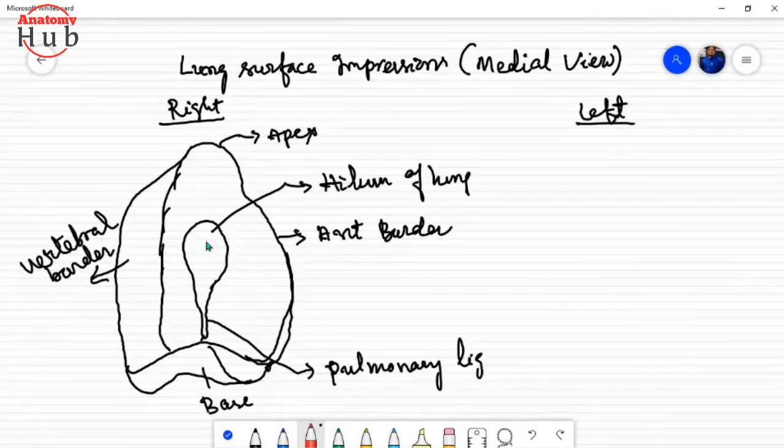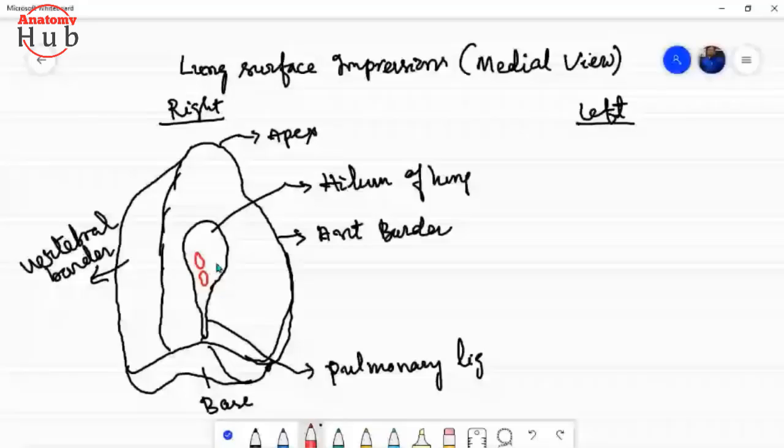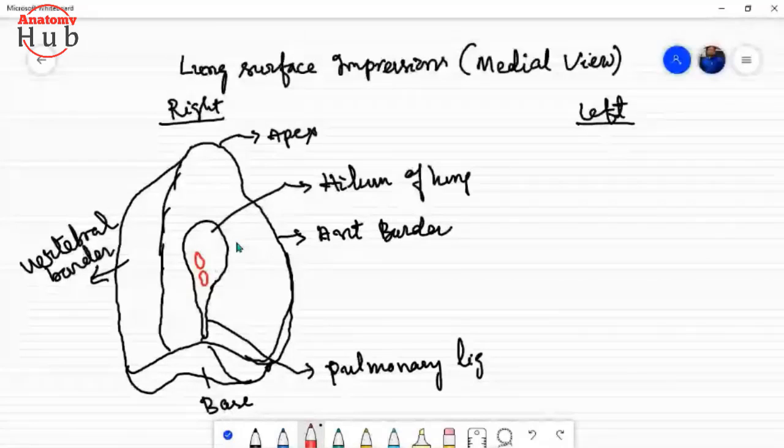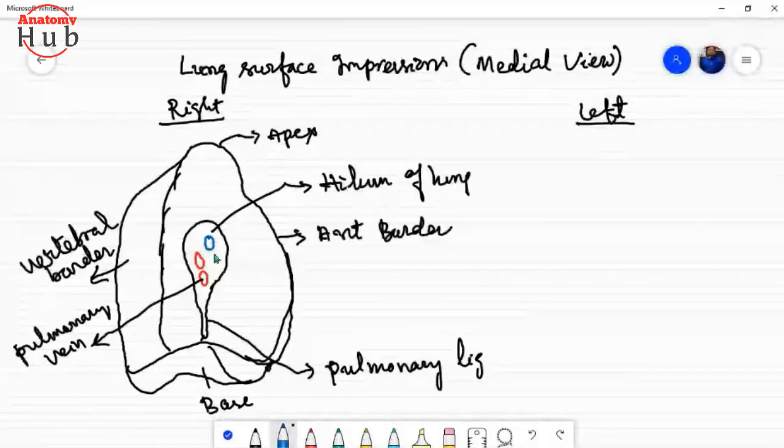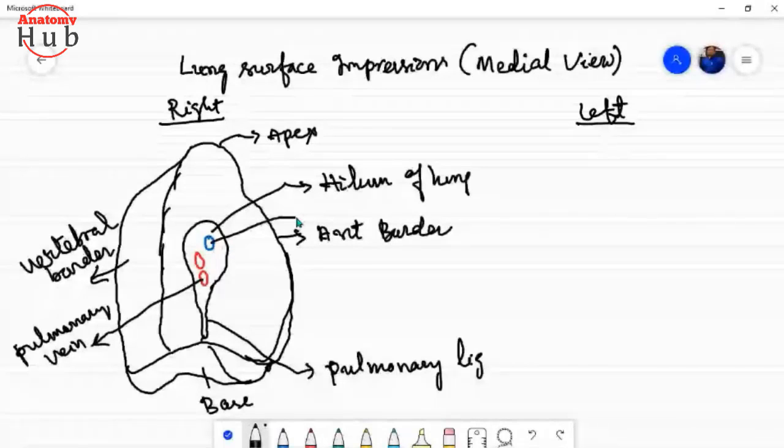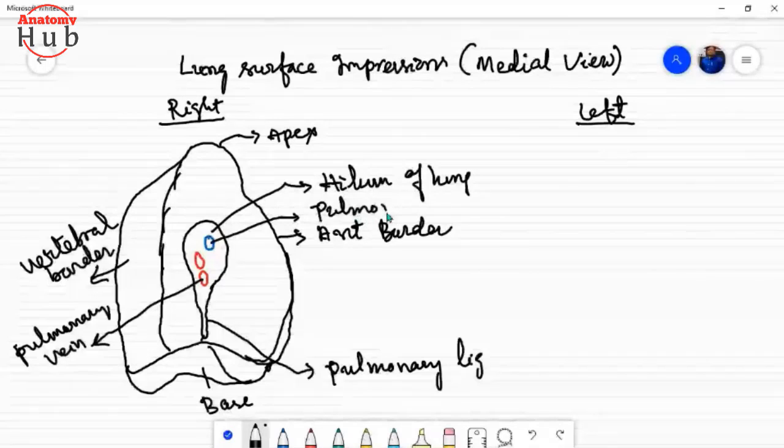So I will show the pulmonary veins over here. Here you'll find the two pulmonary veins. Why have I drawn the vein in red? Because in lungs it is just opposite. The pulmonary vein carries the oxygenated blood, right? So this is your pulmonary vein. And here you'll find the pulmonary artery. This is your pulmonary artery. Why have I done it blue? Because it carries deoxygenated blood, from the heart to the lungs, right?